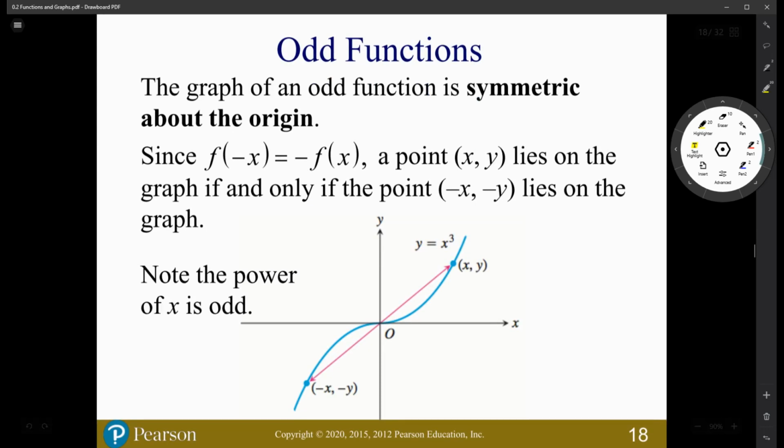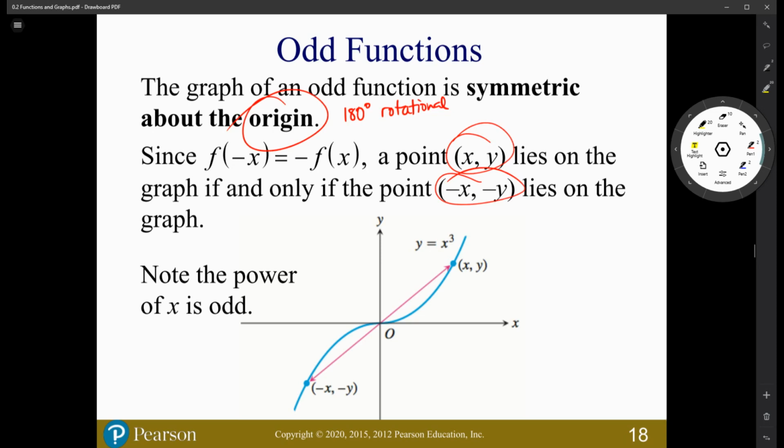For odd functions, the graph of an odd function is symmetric about the origin. Origin symmetry is another way of saying 180-degree rotational symmetry. Remember, odd functions are the graphs where if we plug in negative x, we end up with the opposite of the original function, negative f of x. So what's implied here is that if there is a point on the graph x, y, then there is another point on the graph negative x comma negative y.